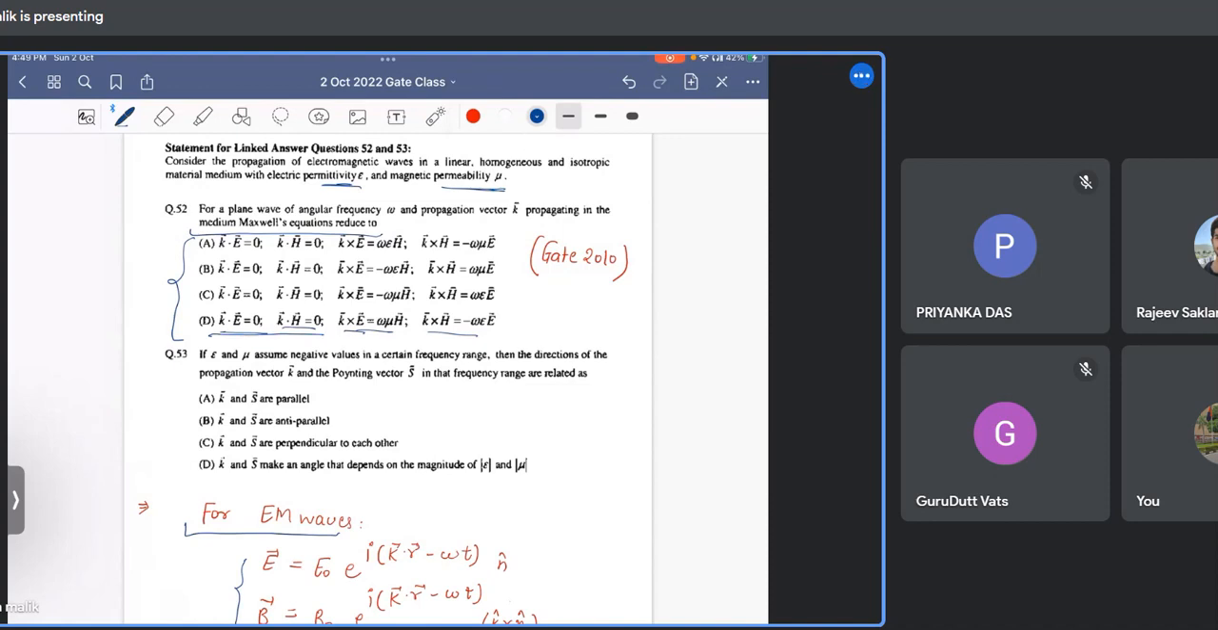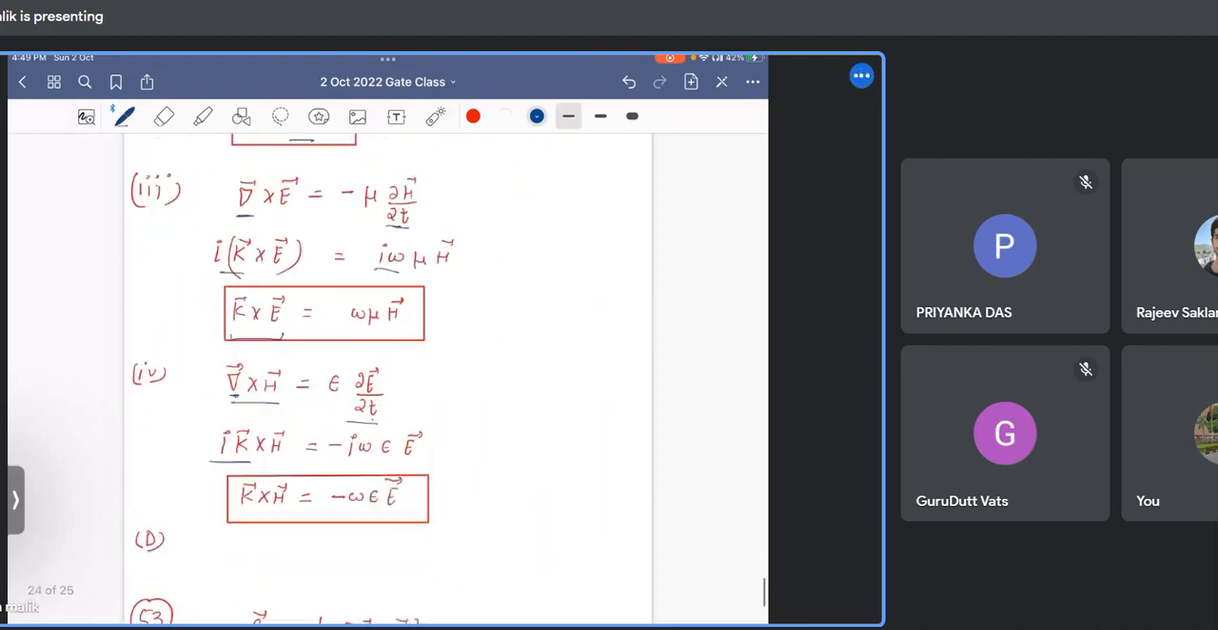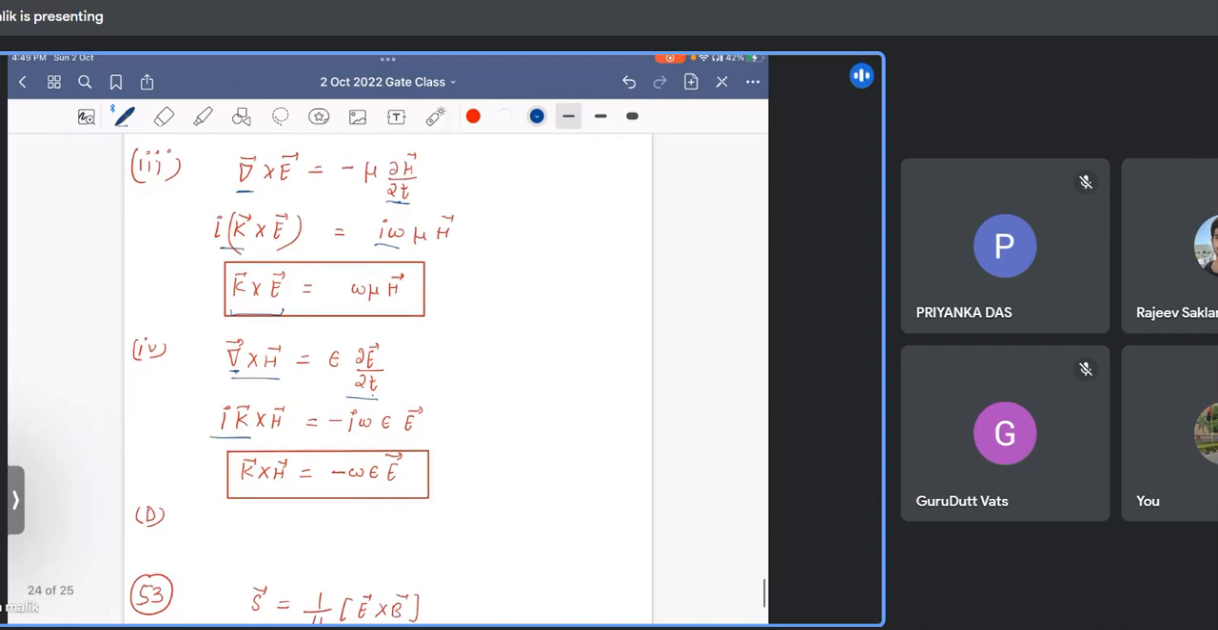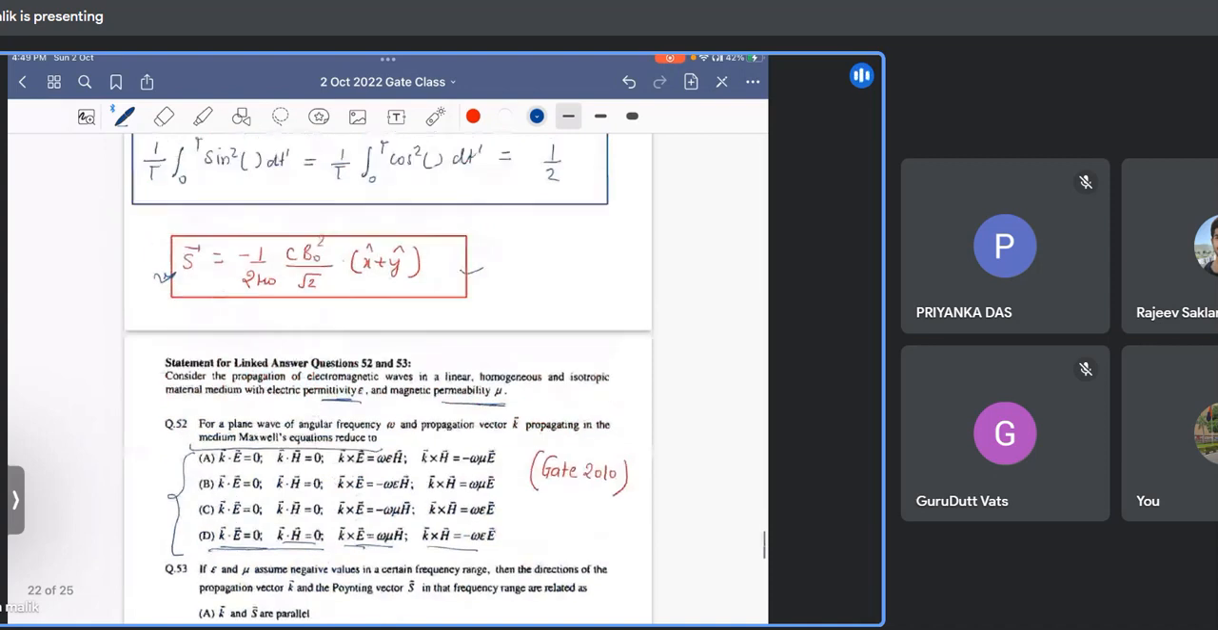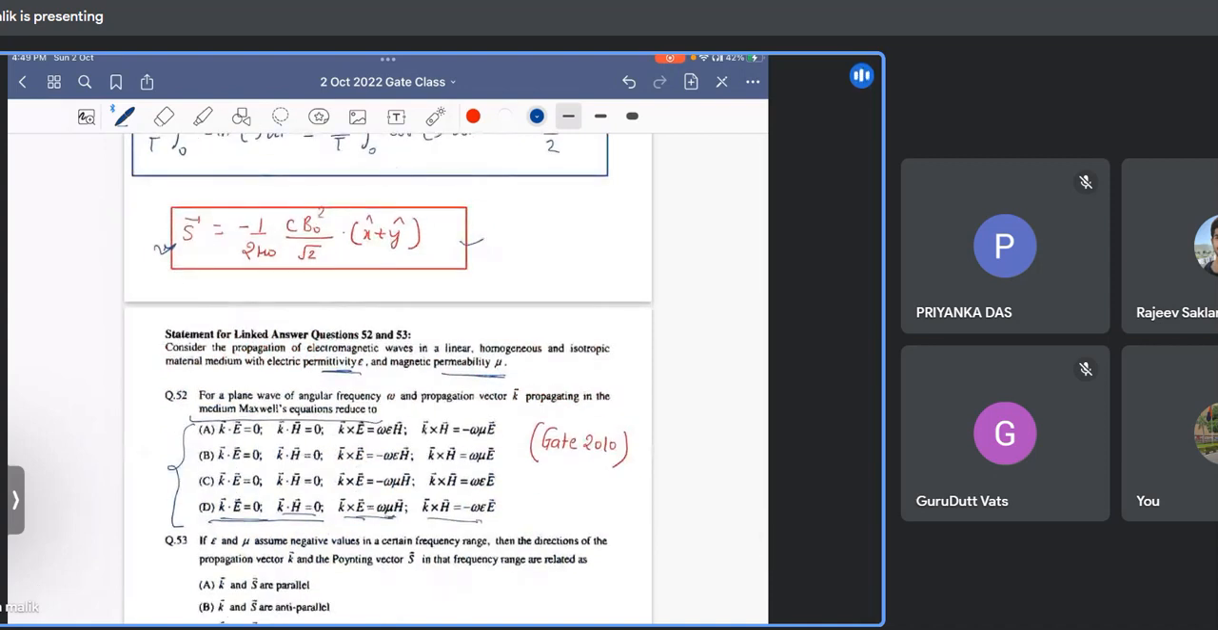I think options A and D are the same. This seems to be the same. No, there is a difference of mu or epsilon. In my case, k cross H will contain epsilon and k cross E will contain mu. So this is mu and this is epsilon. So option D is correct here.